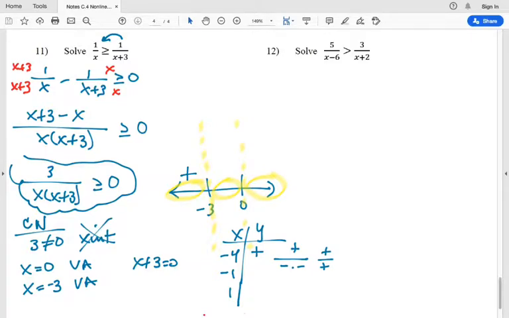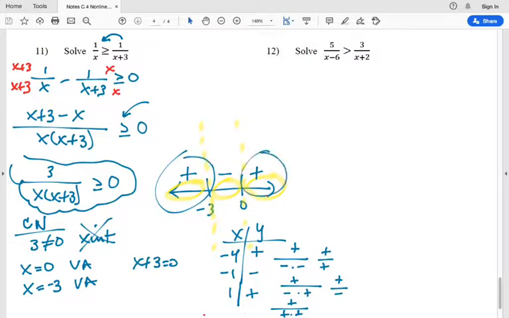When I plug in -1, I get a positive number over negative times a positive, which is going to be a positive over negative. So negative for this interval. And then when I plug in 1, I get positive over positive times a positive, which is all positive. And we are looking for where it's greater than or equal to 0, so we're looking for this interval and this interval. So my answer will be -infinity to -3.